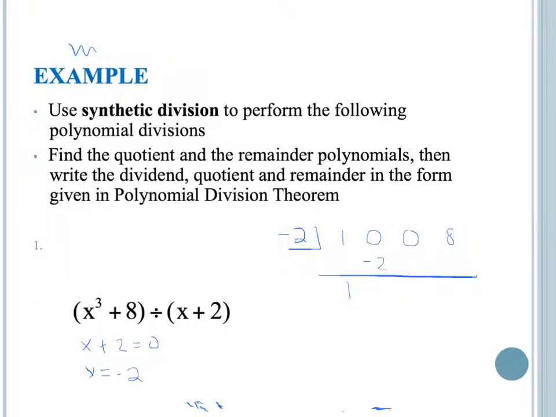And then I'll bring down the 1 and I'm going to multiply by -2. I add the 0 and -2, and I multiply the -2 and the -2 that I have as a result of addition, which would give me positive 4. Add the 0 and the 4 to get positive 4, and then multiply -2 times positive 4 to get -8, and lo and behold, we get 0.